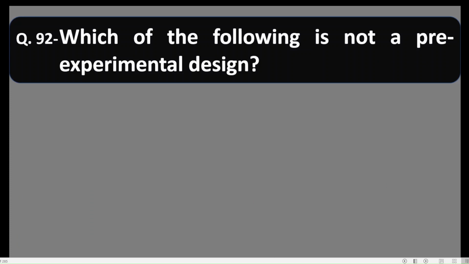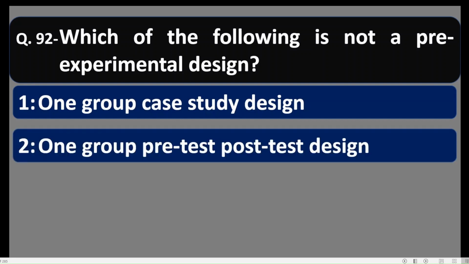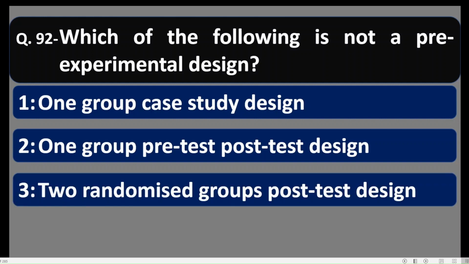Question number 92. Which of the following is not a pre-experimental design? One group case study design, it is pre-experimental. One group pre-test, post-test design. If a single group is there, then it is always pre-experimental design. So these two are pre-experimental designs. Number three, two randomized groups post-test design. If randomized groups are there, then it is true experimental design. So number three is the correct option for this question.